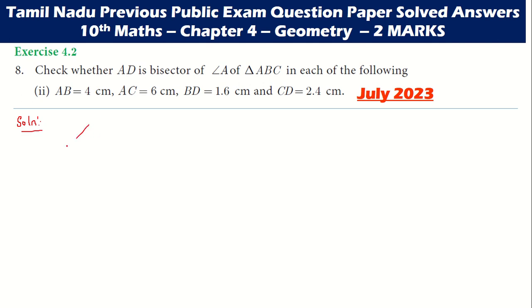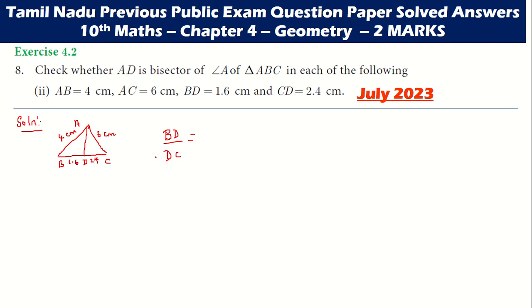ஃபஸ்ட்டு ஒரு ட்ரையாங்கிள் ட்ரா பண்ணுங்க. ஸோ அதில் ஒரு லைன் ட்ரா பண்ணிட்டு, ஸோ ஏ பி அண்ட் சி பண்ணிட்டீங்க. ஸோ தென் AB is 4 cm, then AC is 6 cm and where BD is 1.6 and DC is 2.4 cm. So with that, the formula is BD by DC.